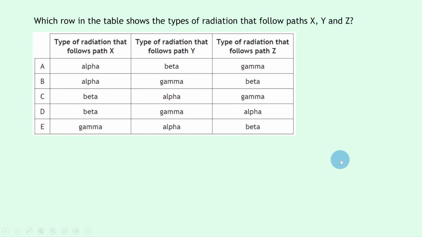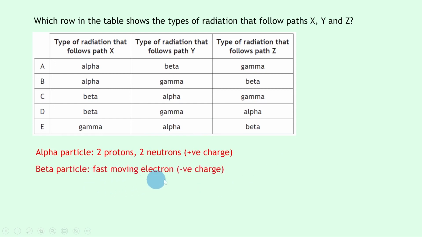Well, if we think about what alpha particles, beta particles, and gamma rays are first, remember that alpha particles are made up of 2 protons and 2 neutrons, which means they're positively charged, because the positive charge from the protons contributes to the overall charge here, and the neutrons are neutral, so they don't contribute. We then have beta particles, which are fast-moving electrons, and these are therefore negatively charged, since electrons are negatively charged. And lastly, gamma rays, remember, are high-energy electromagnetic waves, which means they have no charge since they're waves.